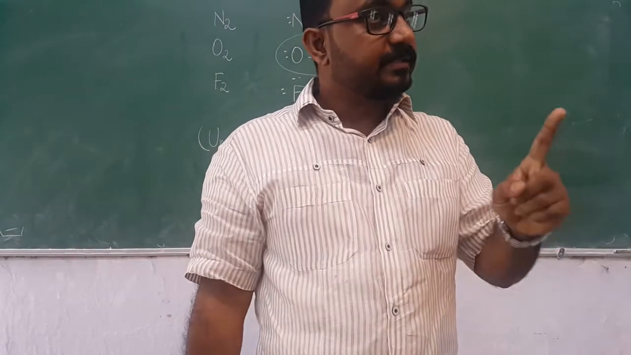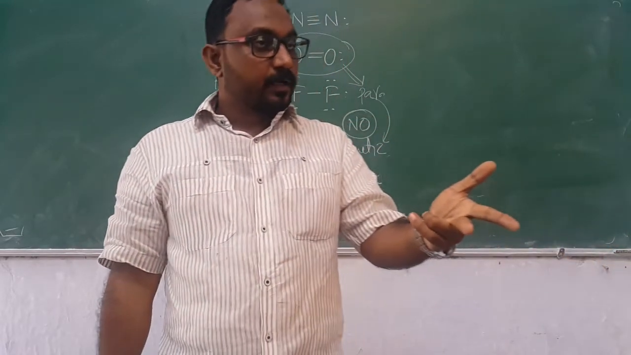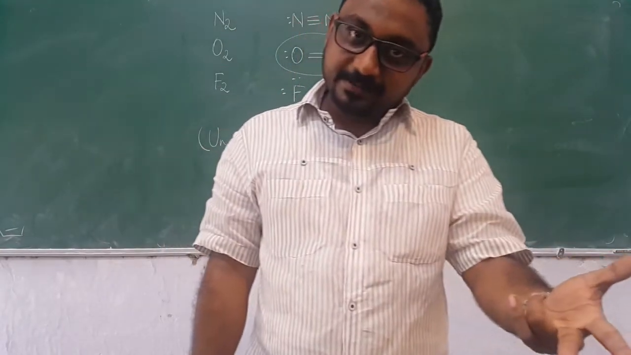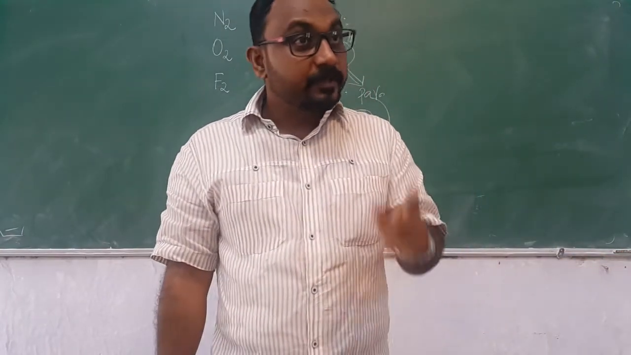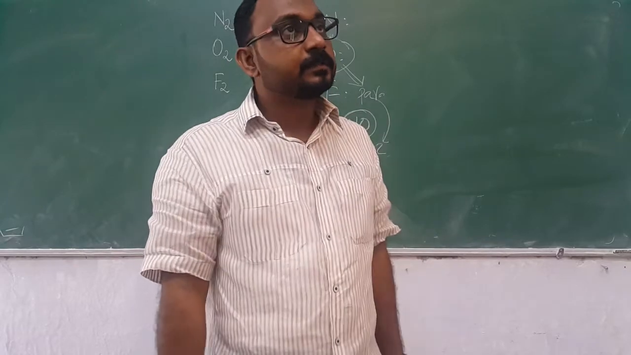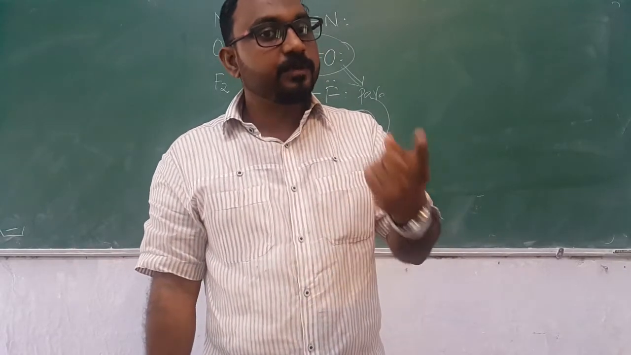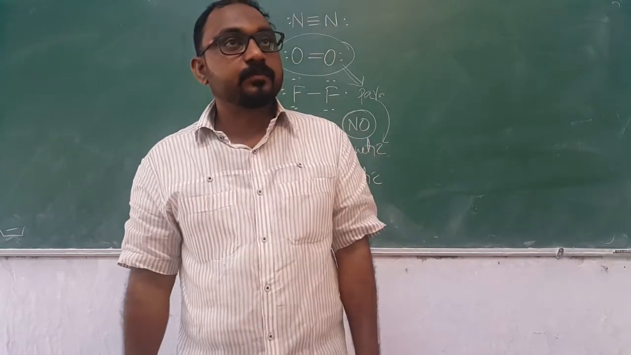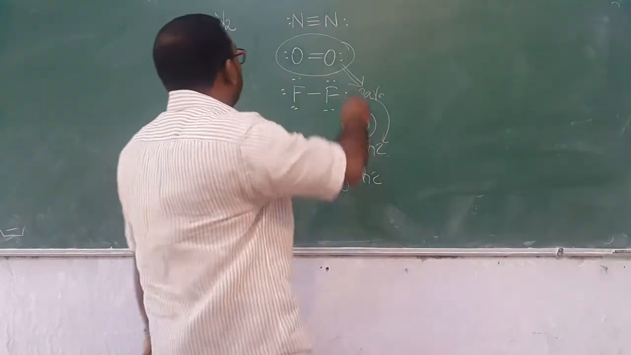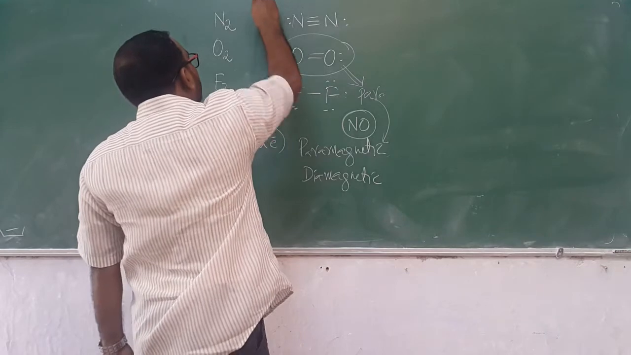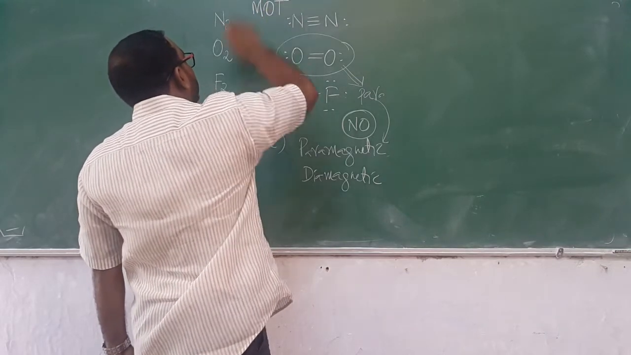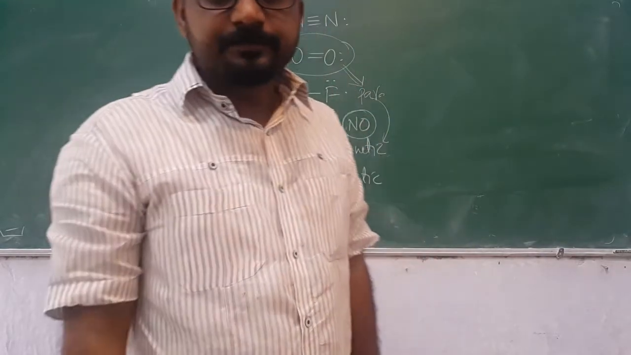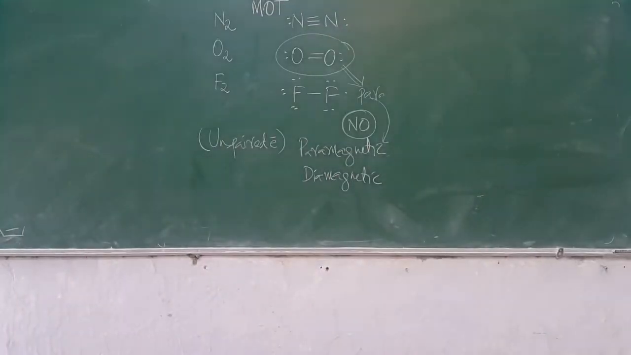So, VBT says, Lewis structure says that there is no unpaired electron. Valence bond theory says that there is no unpaired electron. But it shows paramagnetism. Then there is something to be modified so that we can explain the paramagnetism of oxygen. That's why we have brought in molecular orbital theory.